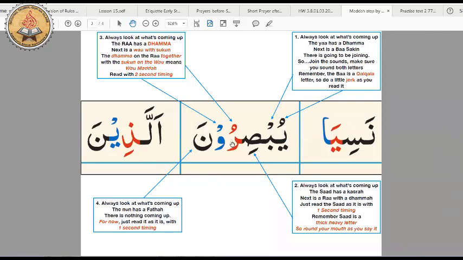We have now a ra with a dhamma. Okay. Next is a waw with a sukoon. Can you see here? So the dhamma on the ra together with the sukoon on the waw means waw madda, because the letter before the waw with the sukoon has a dhamma. How long will we read this for? 2 seconds. Excellent. Could you just read that section there? Ru. Beautiful. Excellent. Ru. 2 seconds. Well done. So now we need to put this all together.